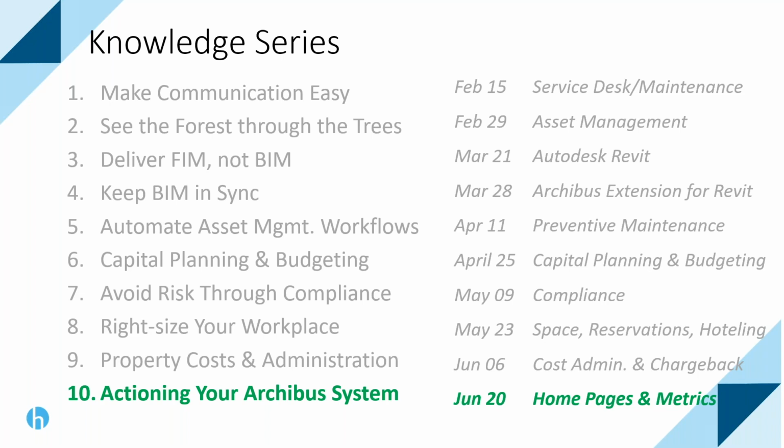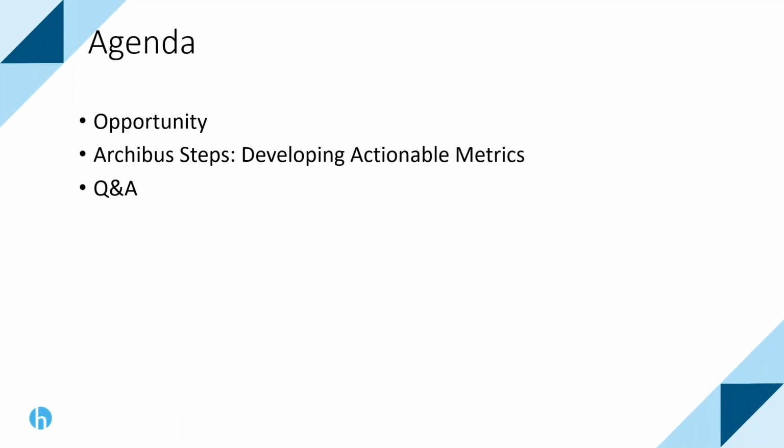So the idea here is that we've talked a little bit about service desk and assets and building information modeling, preventive maintenance procedures, capital planning, compliance, space reservations, hoteling, and costs and financials. And now we're ready to build a landing page where we have metrics that we can use to take action. As usual with these knowledge series sessions, we're going to start out with a little bit of a discussion of opportunity, and then we'll jump into the Archibus steps for developing what we'd call actionable metrics.